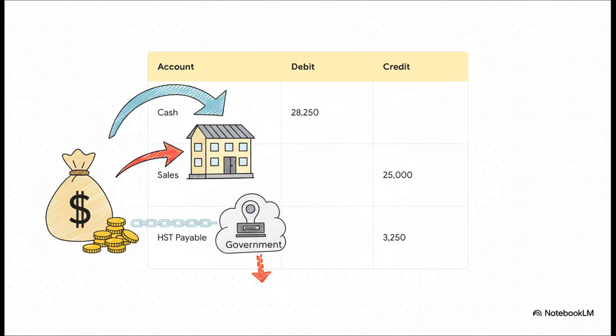Look at the journal entry. The company's cash goes up by the full amount, $28,250. But, and this is the key part, the sales revenue is only $25,000. That extra $3,250 goes into a liability account called HST payable. It's a debt. It's money the company is holding that it owes to the government. And because it's due soon, it's a current liability.